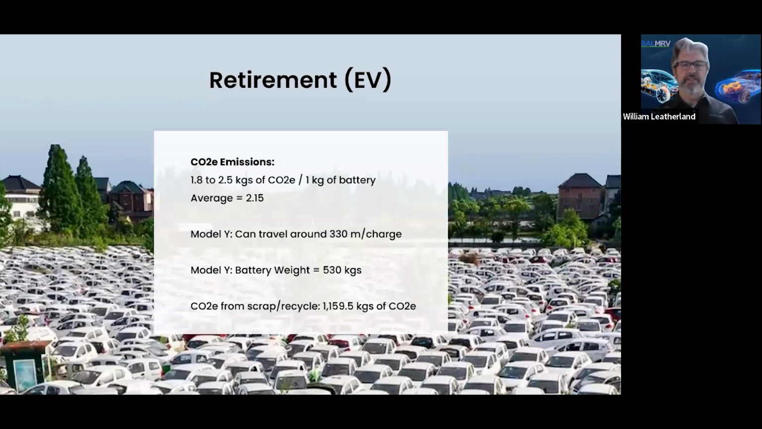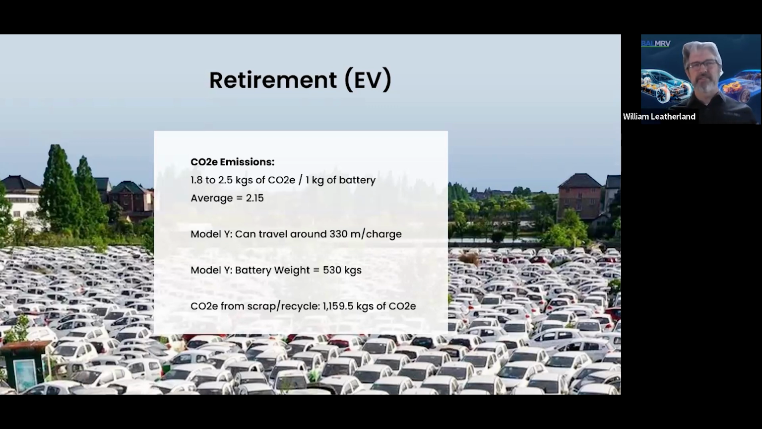Now, the last thing that we want to discuss is retirement, because that's not usually something that's discussed much. So now we want to look at retirement of vehicles. The CO2 emissions from retirement and scrapping are not usually discussed. For both vehicles, you're going to have a similar type of scrapping process, but when it comes to the EV, you've got to scrap that battery or recycle that battery.